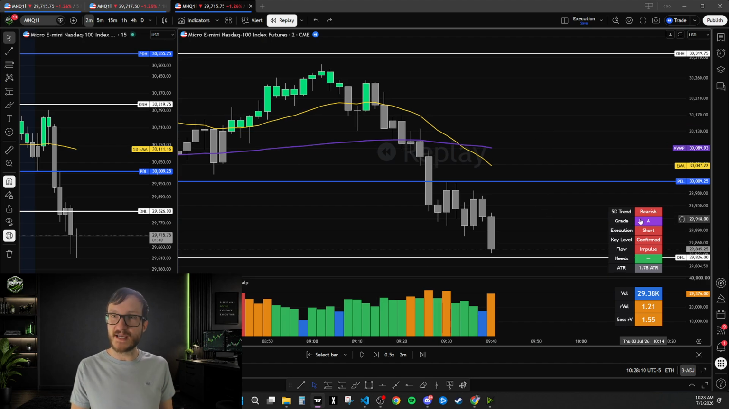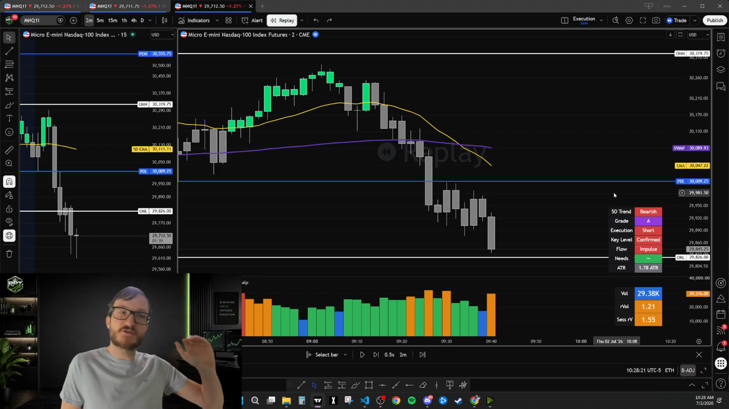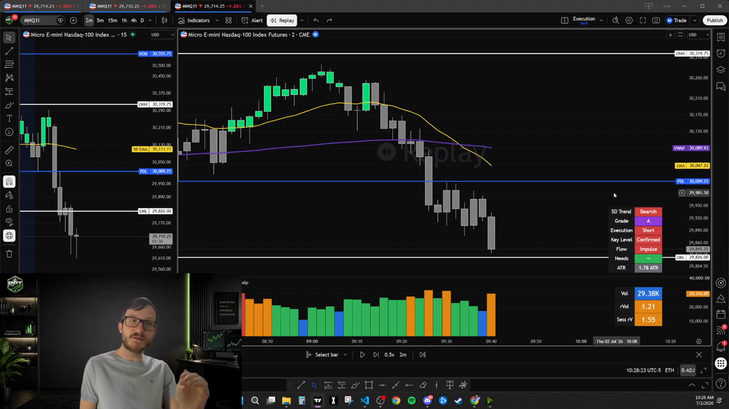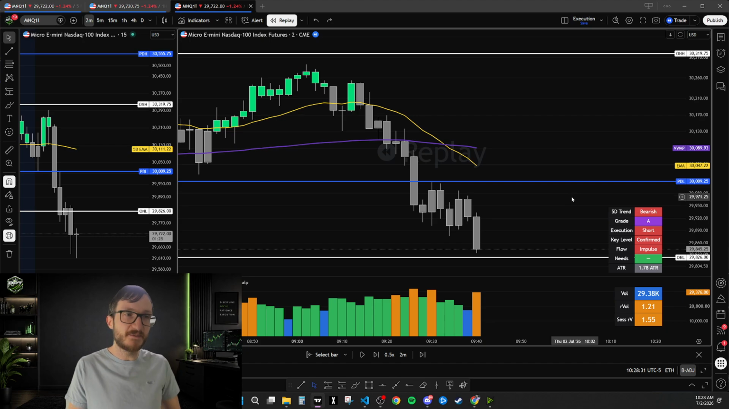Indicator's printing A grade, bearish 5-day trend. It knows the higher time frame trend. It's tracking that for you. It's tracking yesterday's low of day. It's tracking the overnight low from all the pre-market and after hours session in Asia. So it knows that we're below those levels, and it's marking them. Okay? So we enter short.